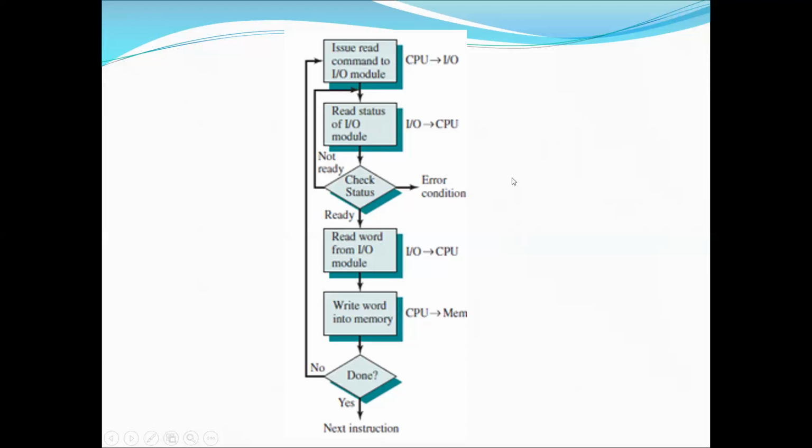This IO transfer through program controlled IO is not so effective because of what? Because of CPU engagement throughout the process and this polling or spinning. The processor is always busy in checking the status of the IO device, the IO module.